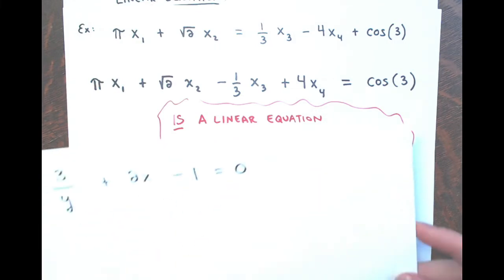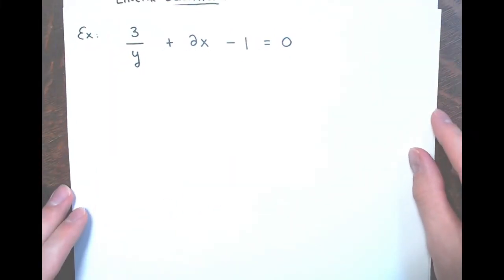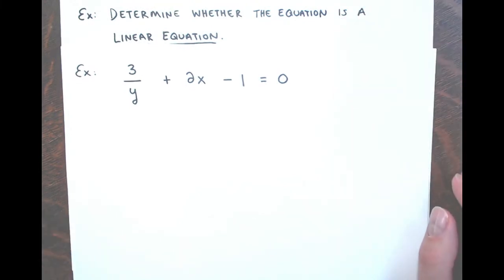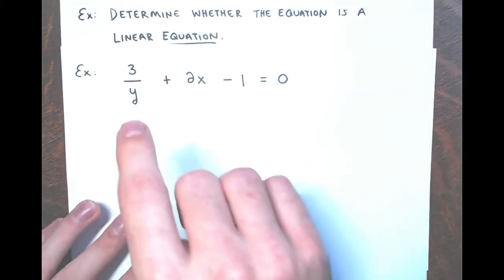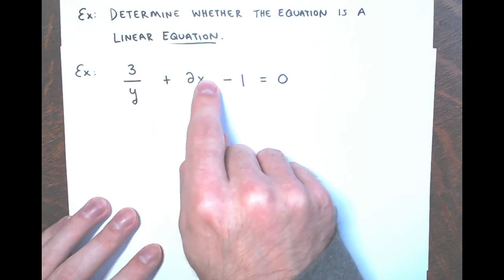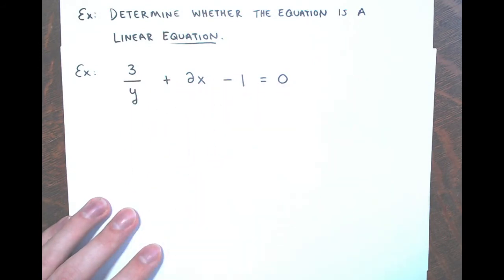All right, so how about here? Next one. Same instructions. Determine whether the equation is a linear equation. 3 divided by y plus 2 times x minus 1 equals 0.